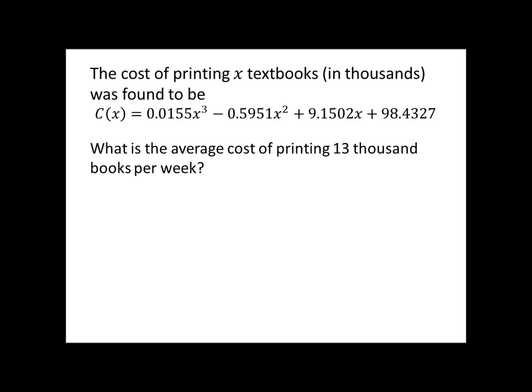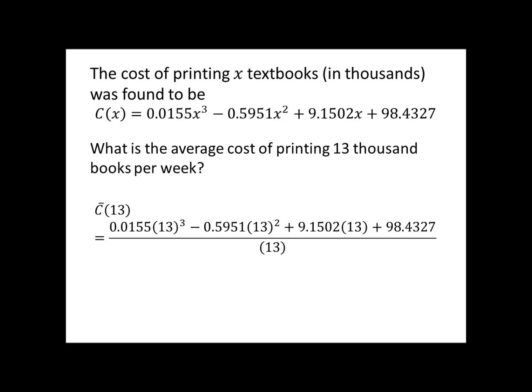What is the average cost of printing 13,000 books per week? Well, what they want me to do is plug 13 into my average cost function. So I plug 13 in everywhere I see an x in my average cost. Notice it's down there on the bottom also. And I find out that the average cost to print 13 books is $35.18. What this means is each book cost the company $35.18 to print.